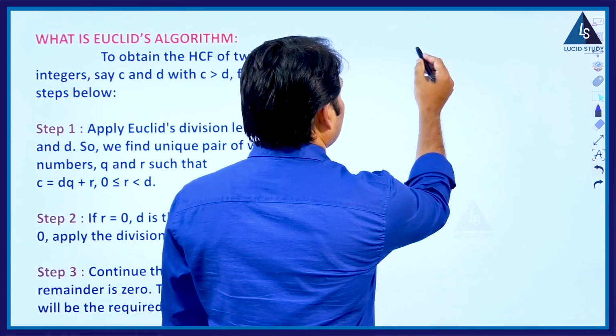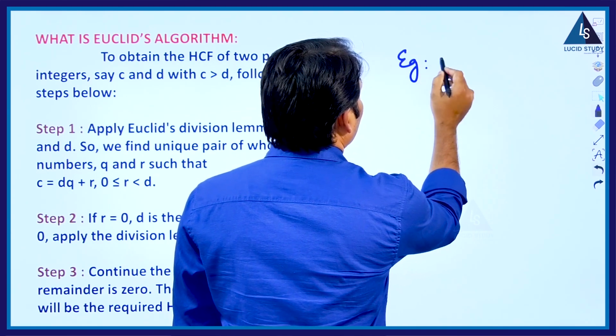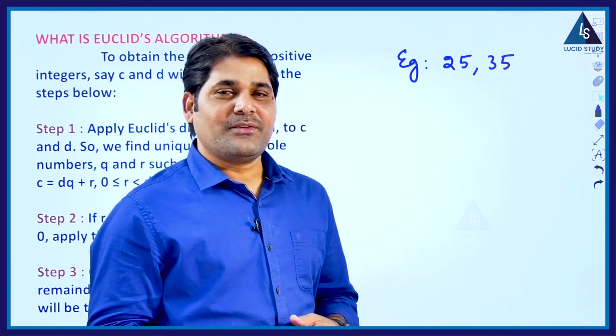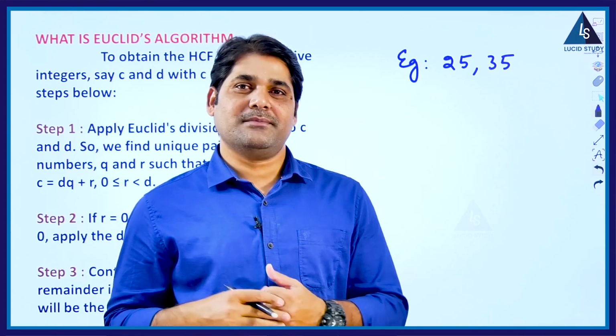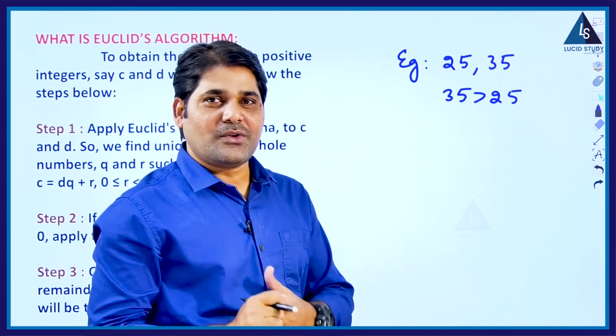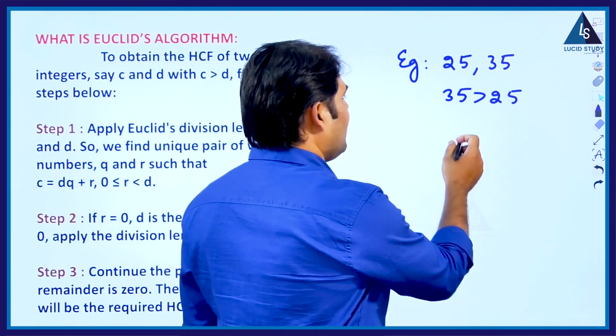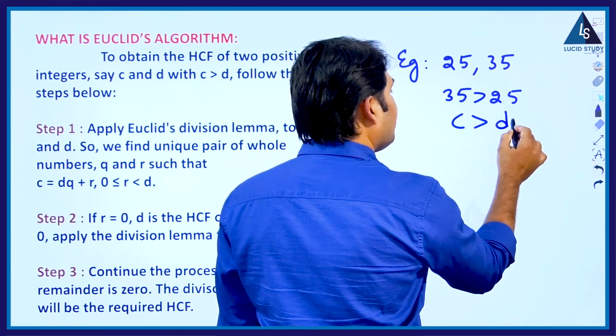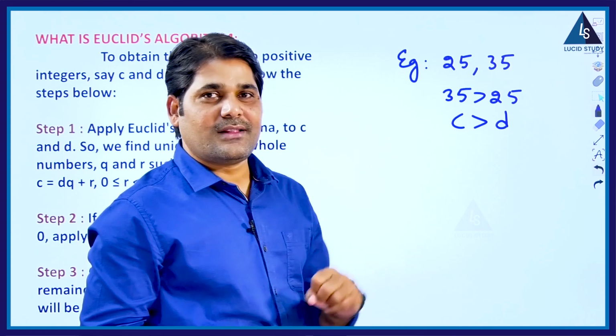See, as an example, I will take two numbers, 25 and 35. Now I have to find the HCF. 35 is greater than 25. Which one is C? C is greater than D. Okay, C and D, these two are the numbers.